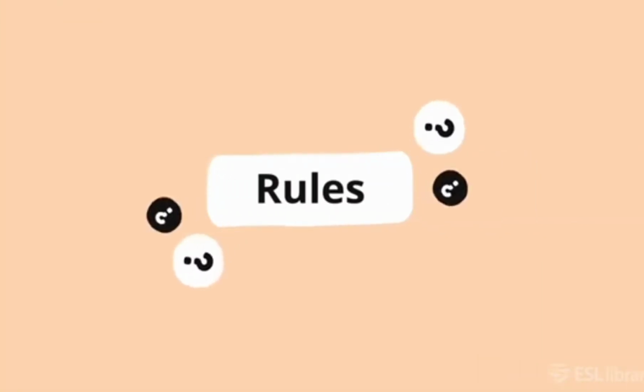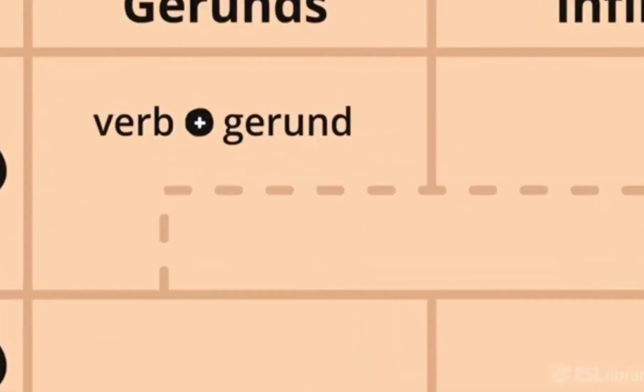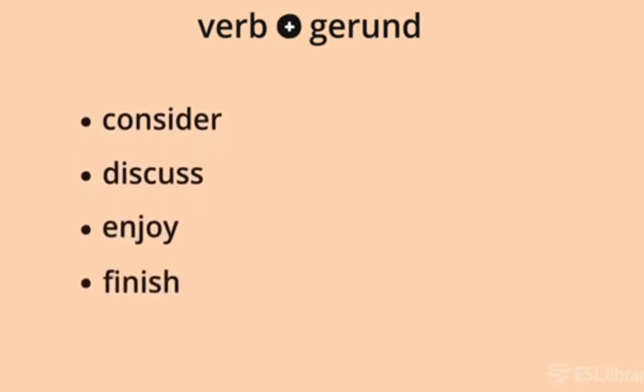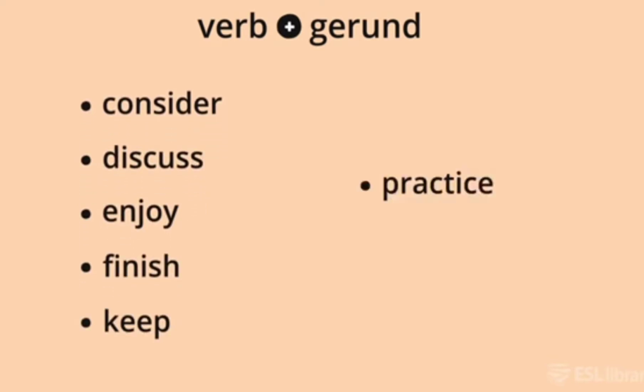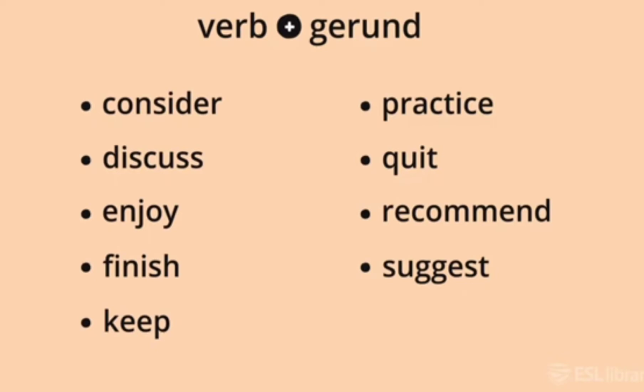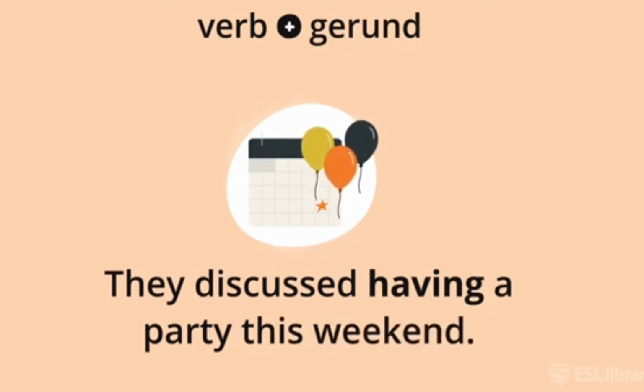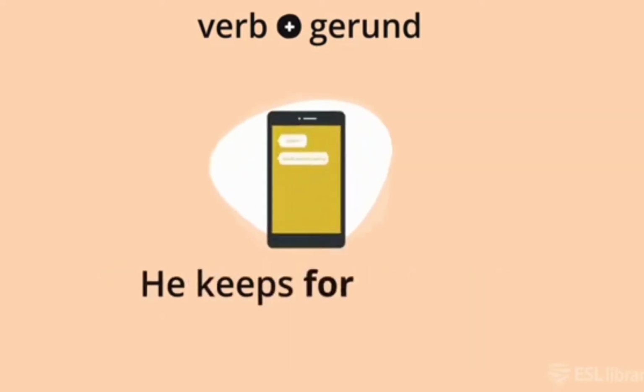How do we know when to use gerunds and infinitives in English? There are 3 basic rules for gerunds in English. There are also 3 basic rules for infinitives in English. Some verbs are always followed by a gerund. Common verbs followed by a gerund are consider, discuss, enjoy, finish, keep, practice, quit, recommend, and suggest. For example, "They discussed having a party this weekend." "He keeps forgetting to text me."